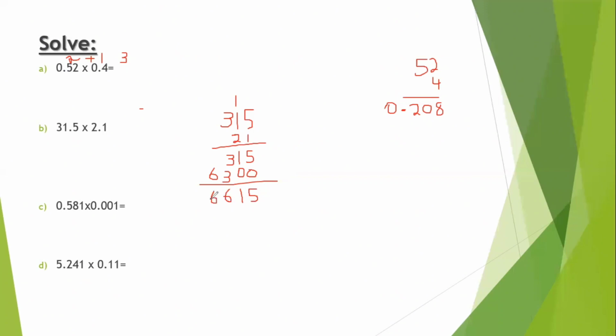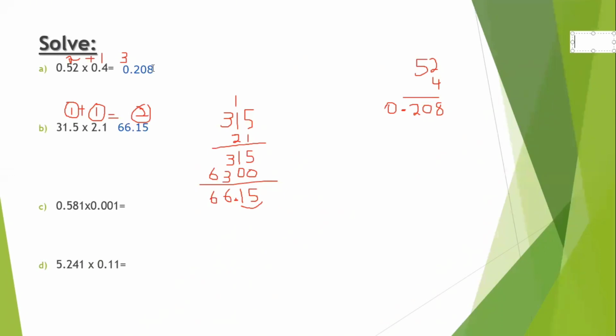Let's return the decimal point. We removed it, so we return it to its place again. We have here 1 digit in the decimal place and here 1 digit in the decimal place. So in the answer, 2 digits in the decimal place. 1 plus 1 equals 2. Count 1, 2. Put the decimal point here. I must find 2 digits in the decimal place.